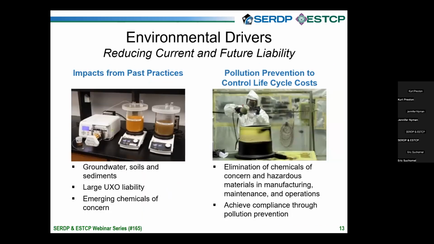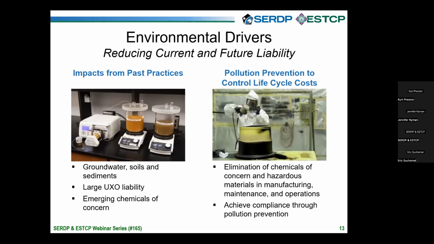One key environmental driver is the reduction of current and future environmental liabilities. This involves addressing contamination from the past practices, including impacts to groundwater, soils, and sediments. Unexploded ordnance contamination and developing management approaches for contaminants of emerging concern.